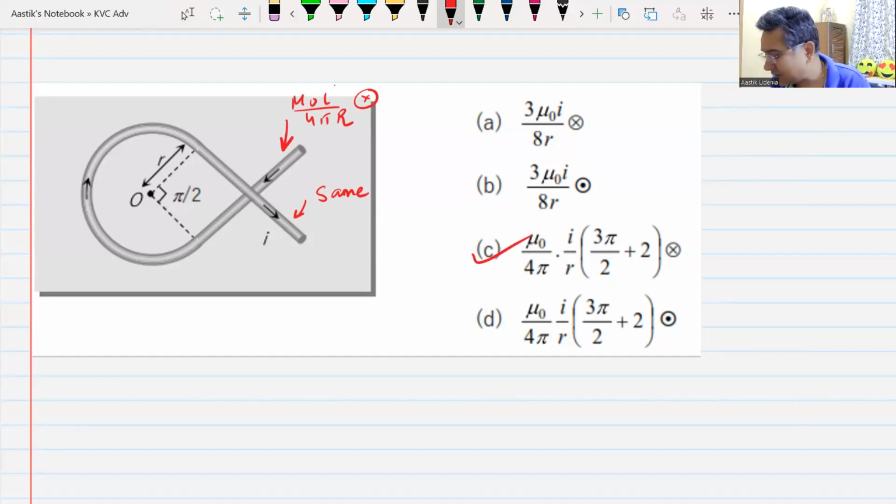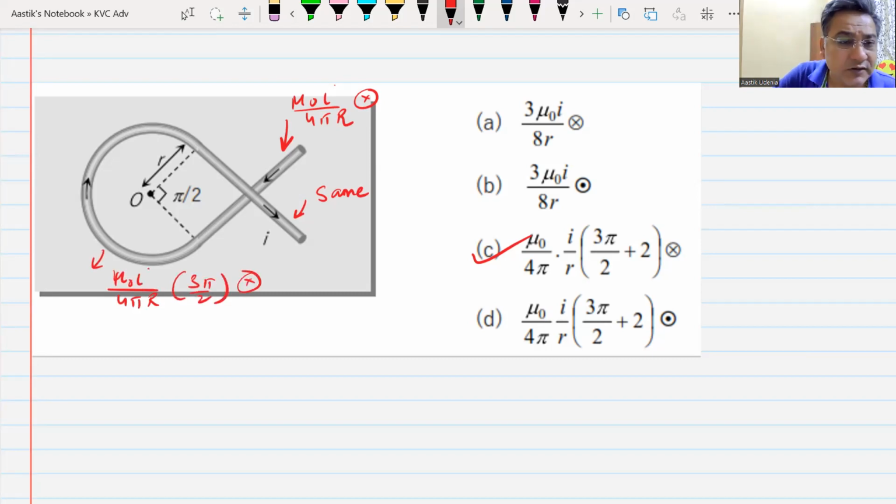Remember, you have to understand that you have to do the question in the shortest possible way and in the quickest time. The field due to this one in any case is mu naught I by 4 pi R into 3 pi by 2, and the direction is inside. Remember, you have to do the question quickly. If you can't do it quickly enough, there is no point of doing it.